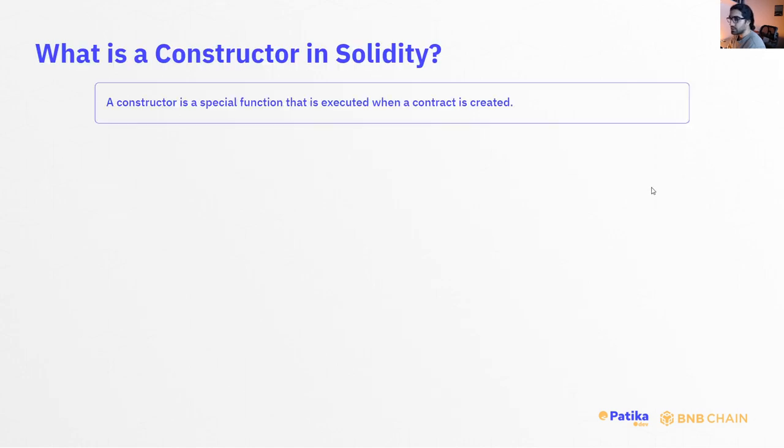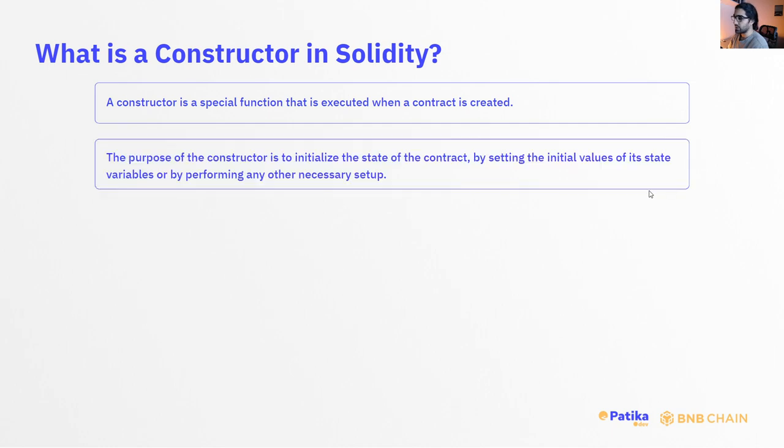A constructor is a special function that is executed when a contract is created. So it's basically a function, but we are using a different keyword, and since it's a special function, it has a different logic here. The purpose of the constructor is to initialize the state of the contract by setting the initial values of its state variables or by performing any other necessary setup.